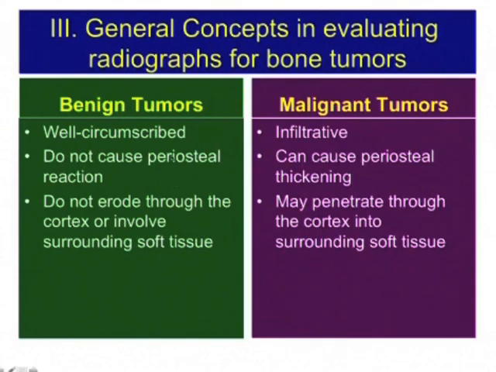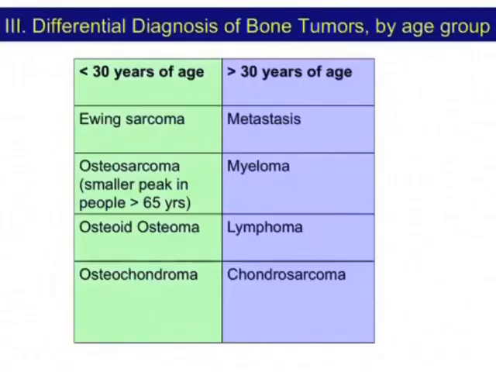So when you look at an X-ray for a bone tumor, ask yourself 3 questions. Is it well circumscribed? Can you draw a border around it? Is it involving the periosteum? So is the periosteum kind of thick? And is it confined to the bone or has it spread out? Those 3 things will help you determine if the tumor is benign or malignant.